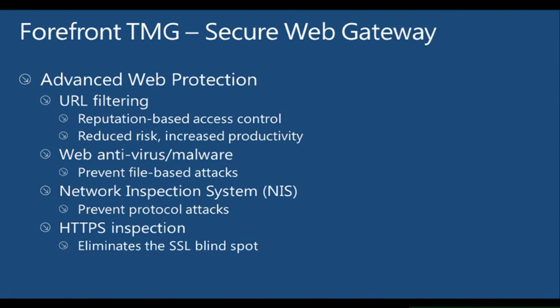So the HTTPS inspection mechanism allows us to terminate and decrypt outbound SSL communication, so we can apply all of our protection mechanisms to that. Essentially what HTTPS inspection does for us is it eliminates this SSL blind spot and allows us to apply all of our protection technologies to all of our traffic going through the gateway.